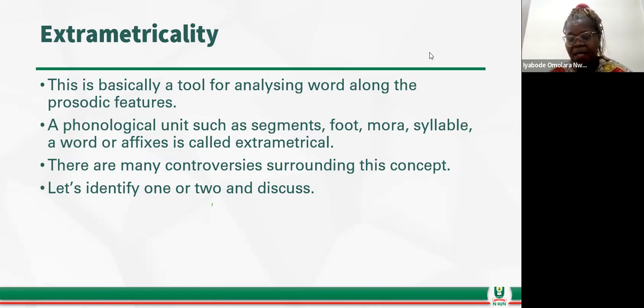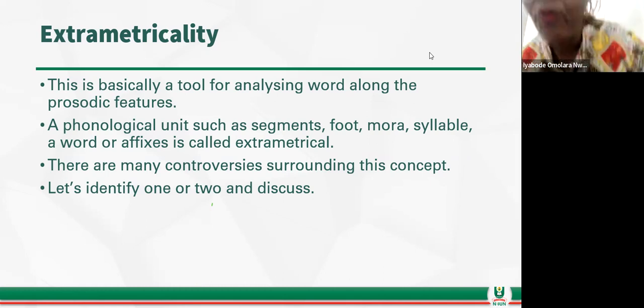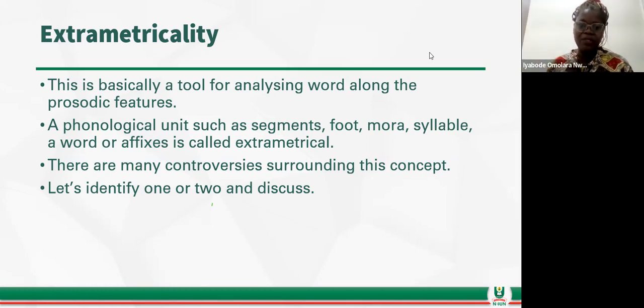Then you have the mora. Like I said, if it is a heavy syllable at the end, and you have a cluster of the consonants, it tends to become a mora. Then the syllable can also be a word. So depending on what the pattern is, you look at the prosodic features of its occurrence there. And that's what you call extrametricality.